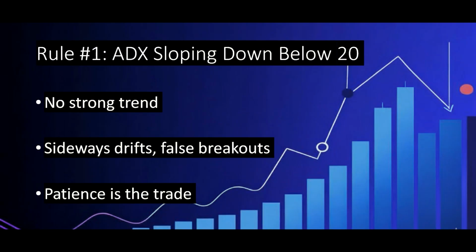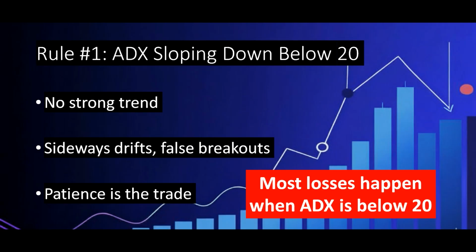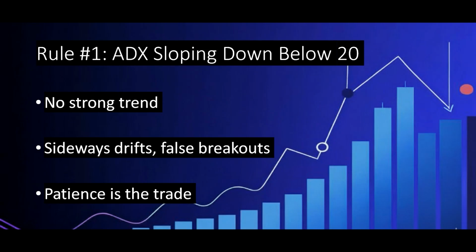ADX sloping down and below 20. When the ADX line slopes downward and falls below 20, the market is telling us very clearly there is no strong trend. Price tends to drift sideways, false breakouts are common, and traders who try to force entries are usually trapped. This is why patience becomes the trade in such phases.